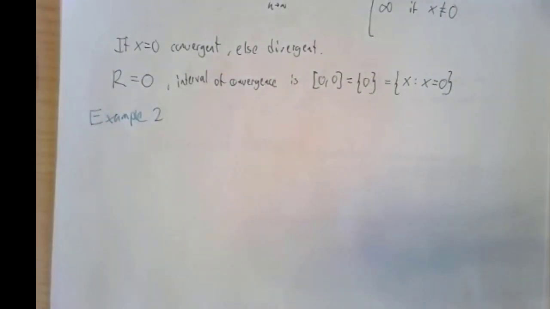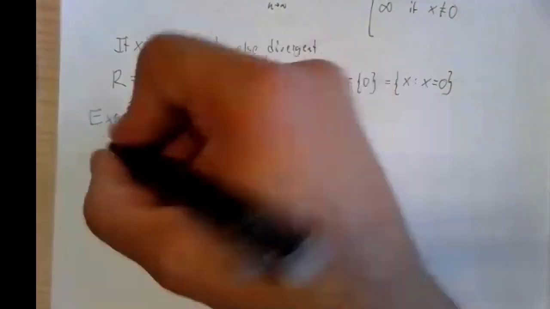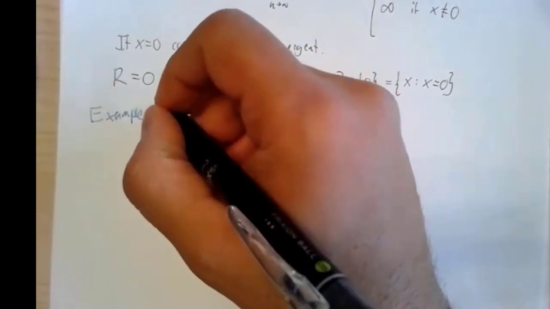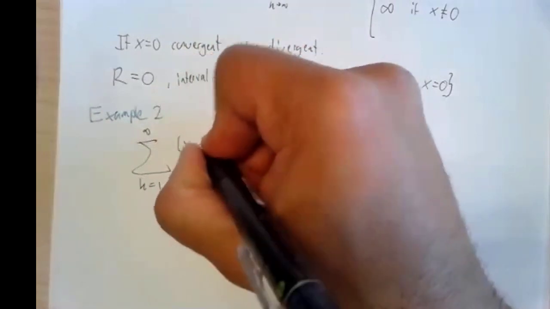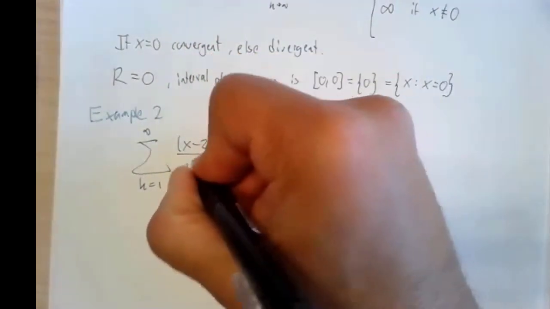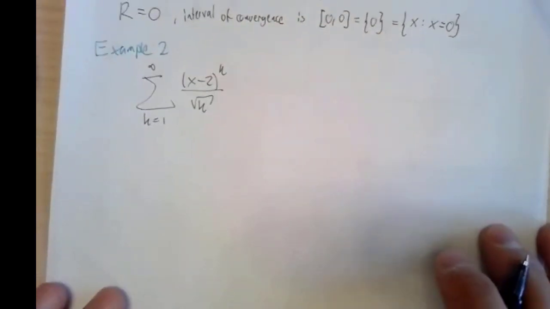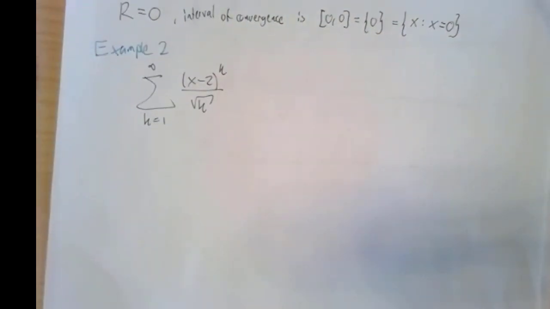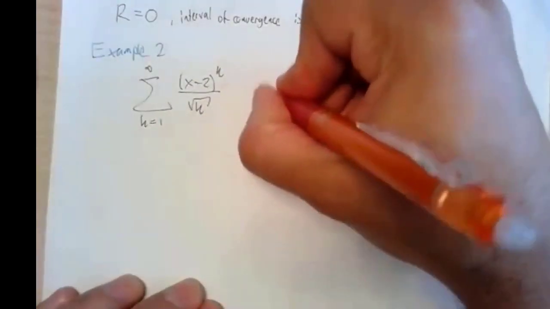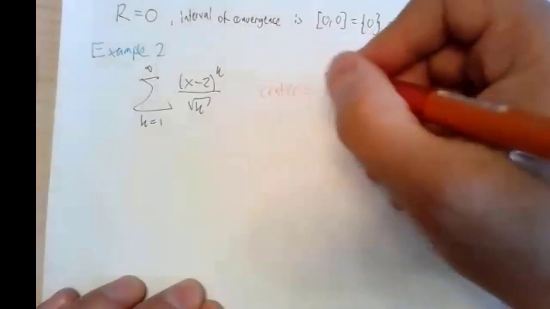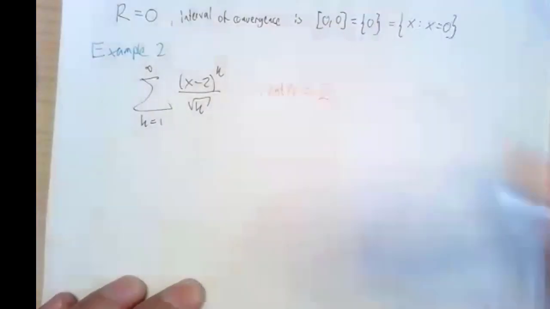Okay, for example 2, we have the following power series from 1 to infinity, and the expression is (x minus 2) to the power k over root k. So I hope you have already worked out what technique we should follow. First, identify the center. What is the center here? Good, Daniel, thank you. The center is 2.